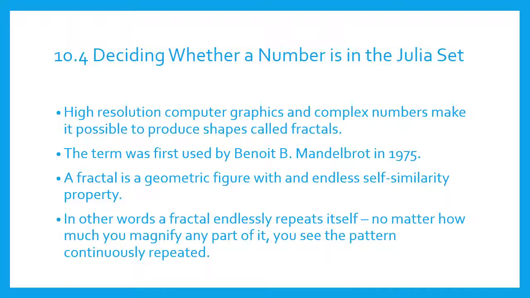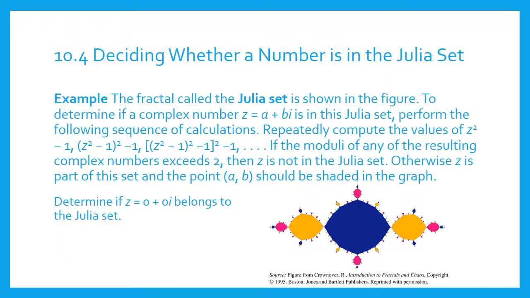No matter how much you magnify any part of it, you zero in on one part and you magnify it, you see a repetition of the pattern you saw in the larger part, and it's endlessly magnifiable, which is why to really truly do it, you need a computer. So we have this fractal called the Julia set. It's shown in the figure.